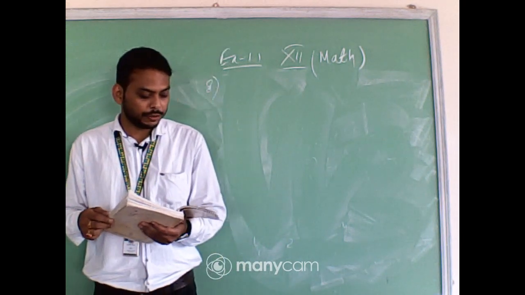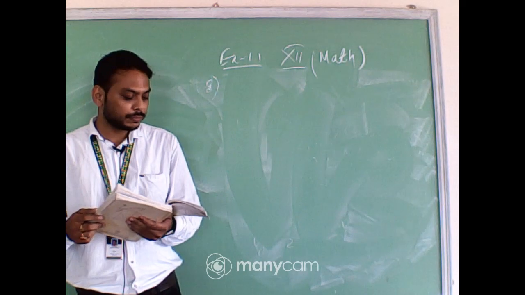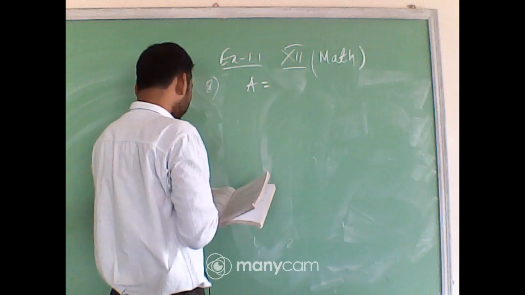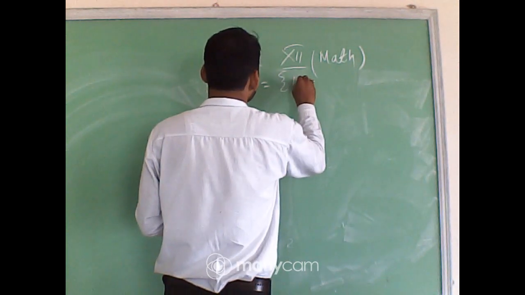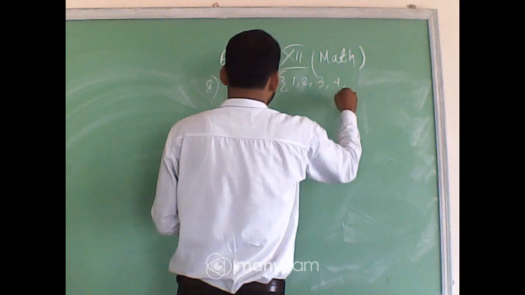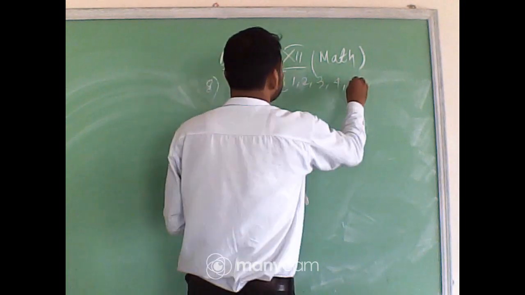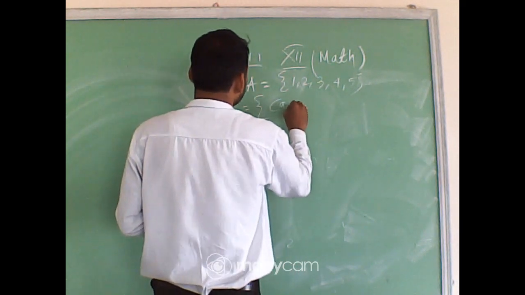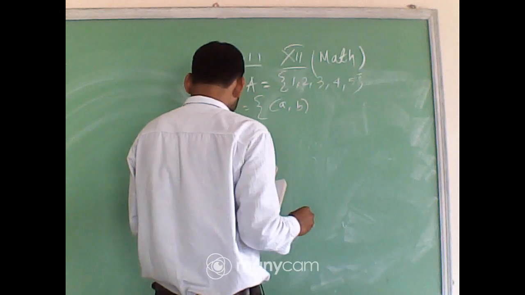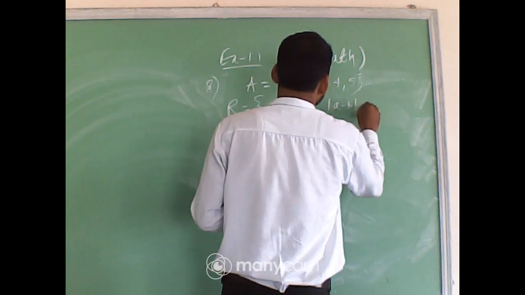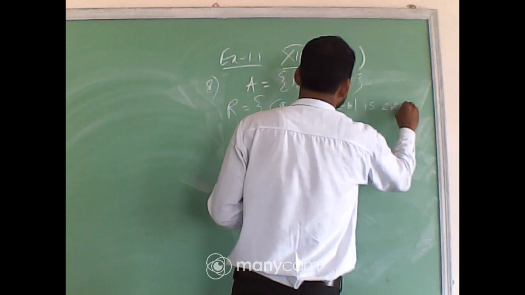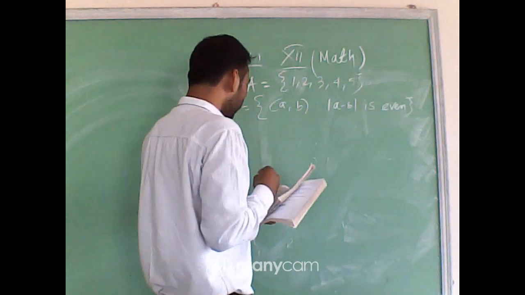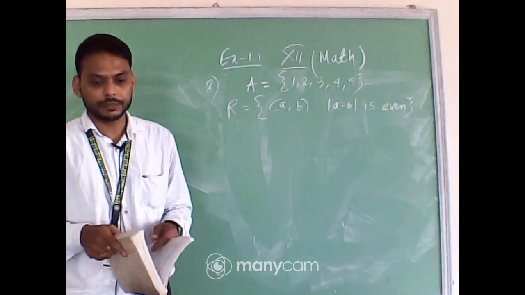Okay, so first of all go through the problem. The relation R is defined on the set A, that is {1, 2, 3, 4, 5}, and the relation is defined as containing the ordered pairs (a, b) such that |a - b| is even. Now we have to show it is an equivalence relation, that means it is reflexive, symmetric and transitive simultaneously.